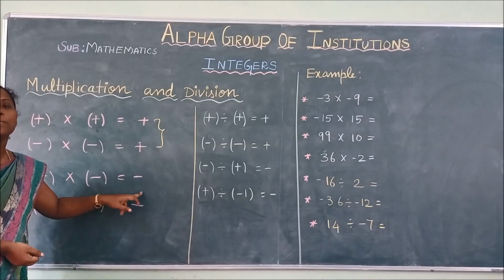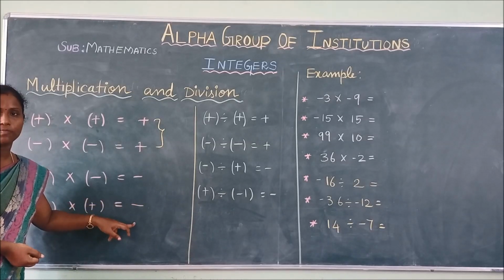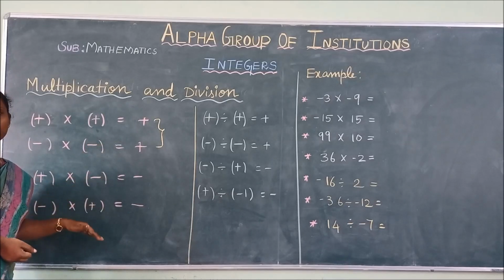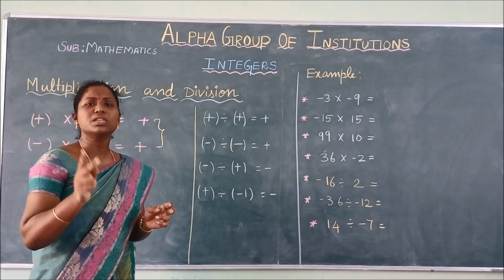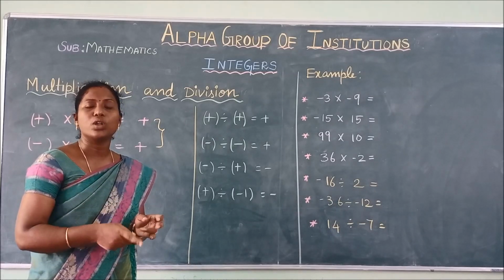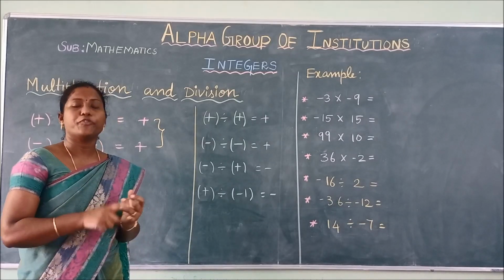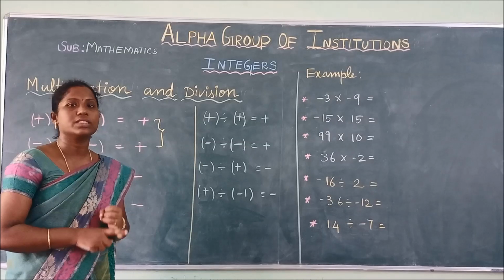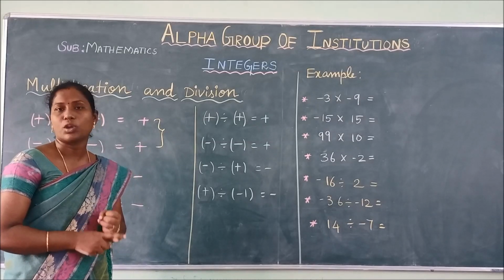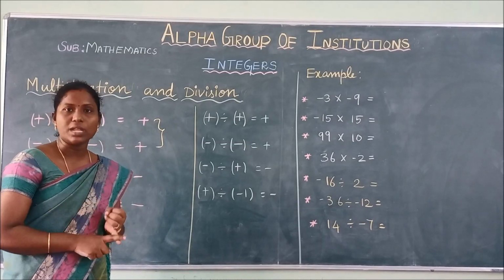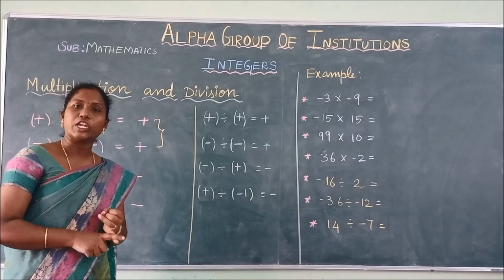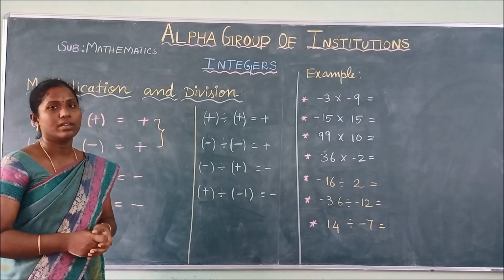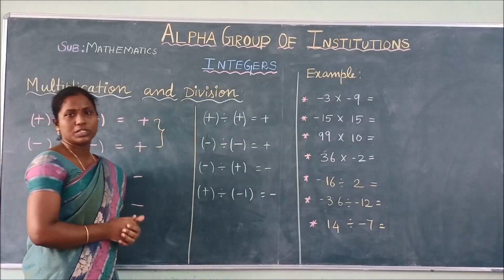We have to put the minus sign in the answer. Okay, these are the two rules for multiplication. One: if you are multiplying two numbers with the same sign, the answer is always positive. If you are multiplying two numbers with different signs, plus-minus or minus-plus, you have to multiply and put the answer in negative. The answer is always a negative number. Keep this in mind. The same goes for division also.